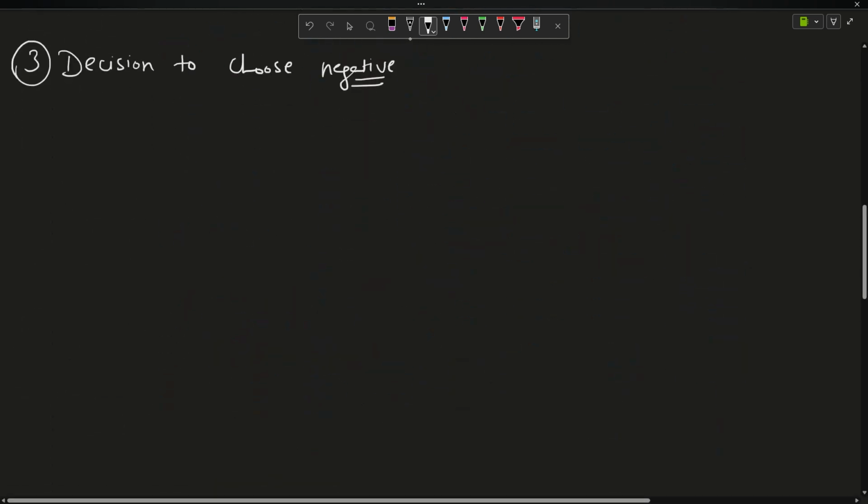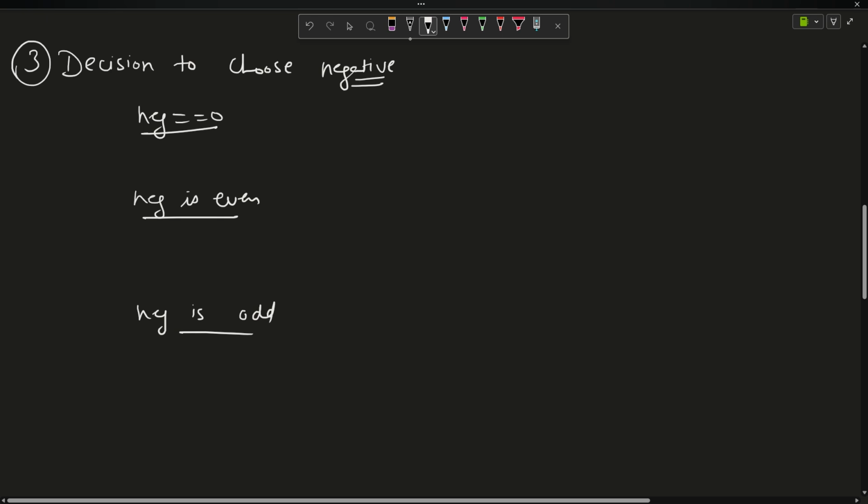So when to choose negative? There can be two cases of negative. Negatives can be equal to 0. It is about negative count, the count of negative elements. It can be equal to 0. It can be even. Negative is even. Negative is odd.